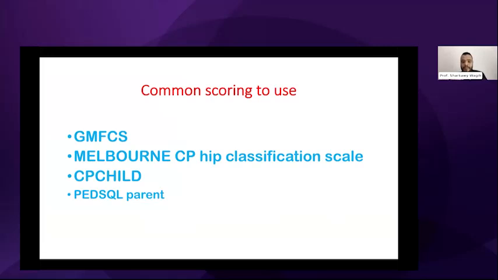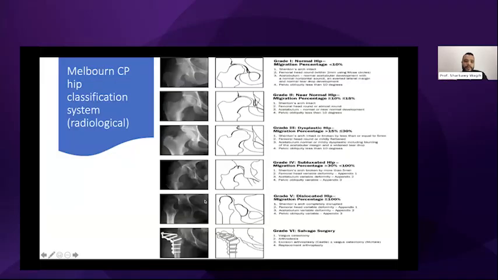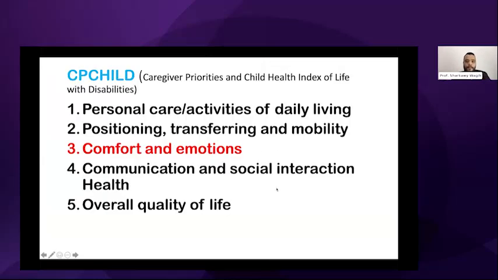We have the Melbourne CP hip classification system, which is mainly a radiological classification. We have the CP child and pediatric quality of life inventory. The last two are parent or caregiver priority. This is gross motor function. We have to focus on type 4 and type 5. Type 5 people don't have trunk or head support. Type 4 do, but have difficulty walking or can only stand. This is the Melbourne CP hip classification. It's mainly radiological, taking into consideration pelvic obliquity.